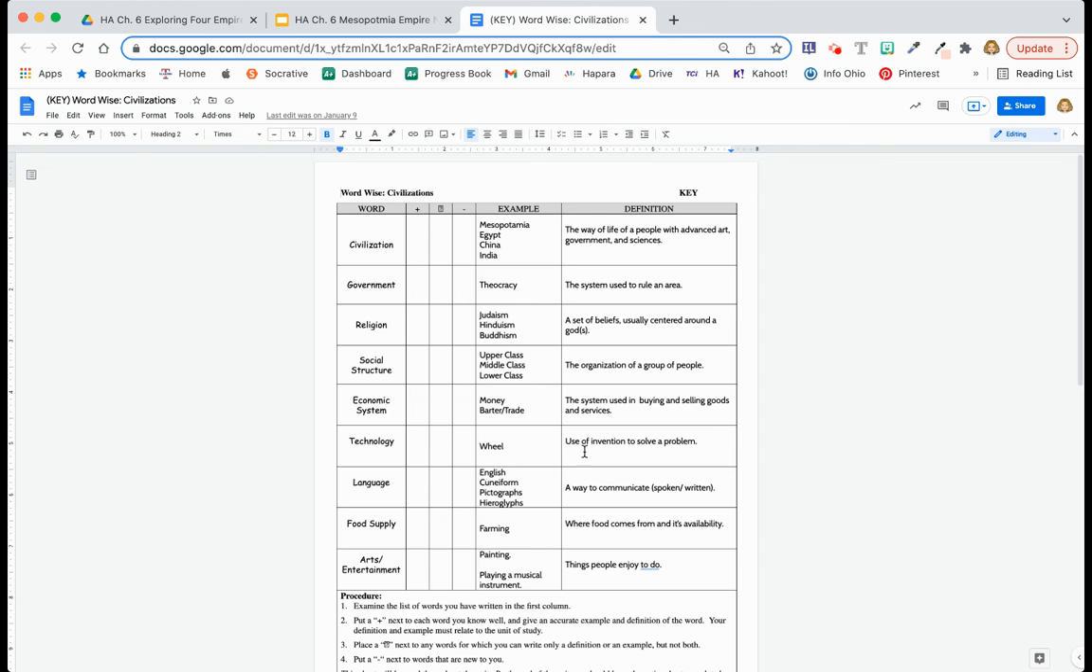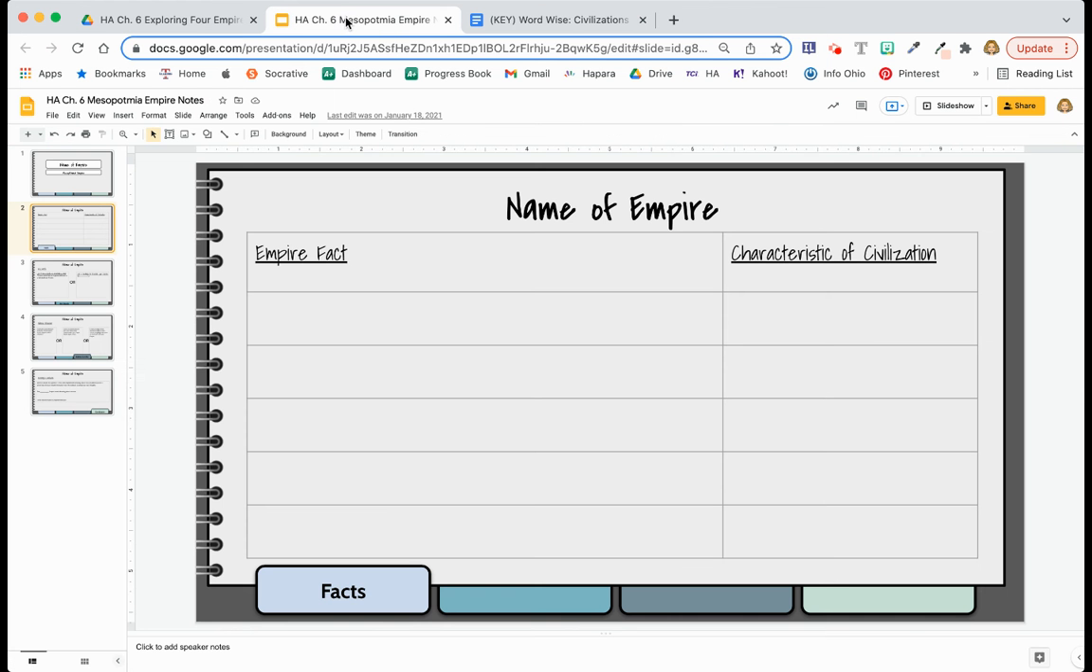Maybe you find something that they invented. So you record their invention here. And remember, it can also be coming up with a new idea. Sometimes it's a new way of thought or thinking. So you could record that idea here, and then it's technology.